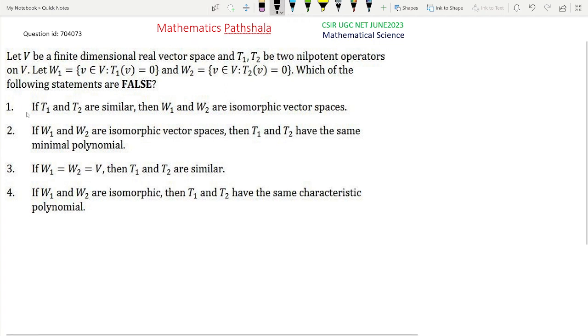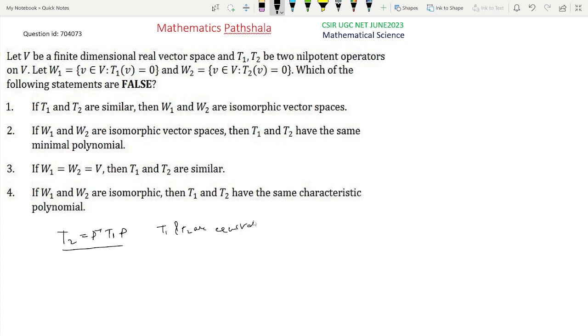See first for option 1. It says that if T1 and T2 are similar, we know the definition of when two operators are said to be similar. There exists an invertible operator P such that T2 equals P inverse T1 P. This is the definition when T1 and T2 are similar. We also know that when T1 and T2 are similar, then T1 and T2 are also equivalent, so their ranks are the same.